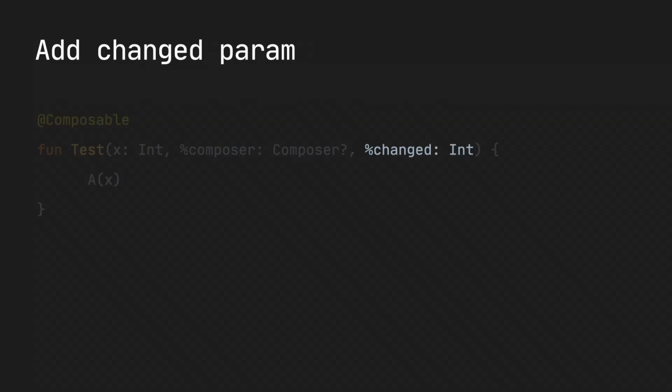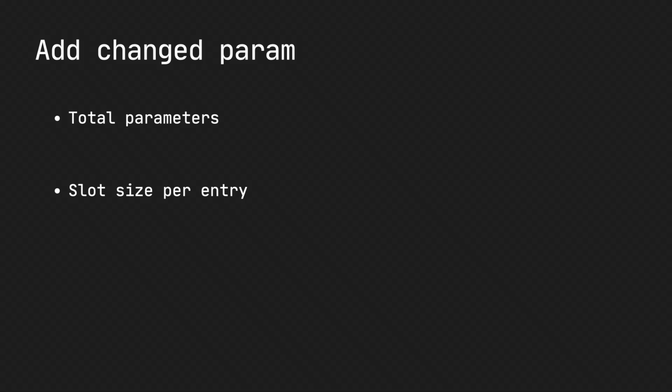The change bit mask is used to represent any changes in the real parameters. In this case it is the x variable, the x integer type. So in order to determine how many change parameters you're going to have, you need to take into account the total number of explicit parameters. So how do we get the total number of parameters? We're also going to look at how it allocates the different bits for each parameter. How many bits does it allocate for each parameter?